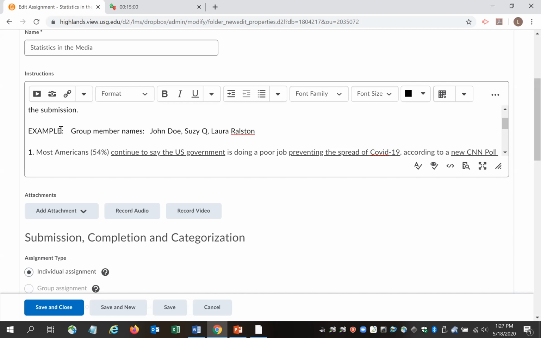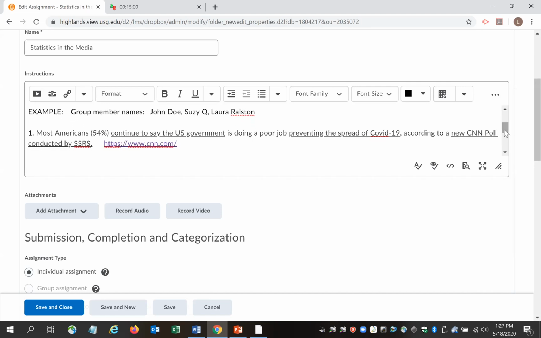So here's what I would expect in a Word document. At the top, you put the group members' names, like John Doe, Susie Q, Laura Ralston. Then you put your statistic, and this is one that I found last week. Most Americans continue to say the U.S. government is doing a poor job preventing the spread of COVID-19, according to a CNN poll conducted by SSRS, and that came from CNN.com.